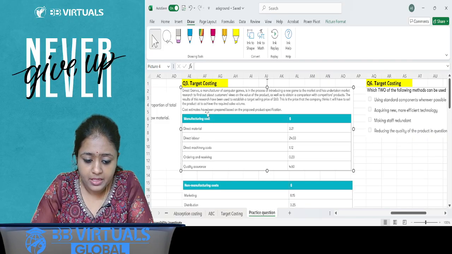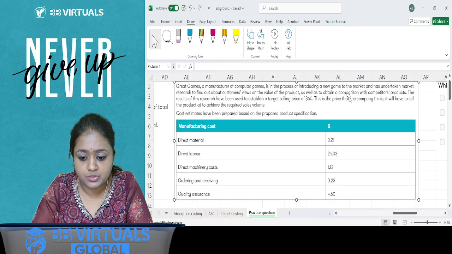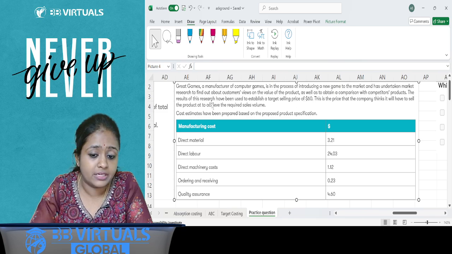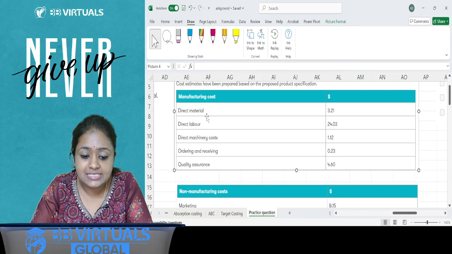Great Games, a manufacturer of computer games, is in the process of introducing a new game to the market and has undertaken market research to find out about the customer views on the value of the product as well as to obtain a comparison with competitors' products. The result of this research has been used to establish a target selling price of 60. So we already have the TSP in place. This is the price that the company thinks it will have to sell the product at to achieve the required sales volume. Cost estimates have been prepared as follows.